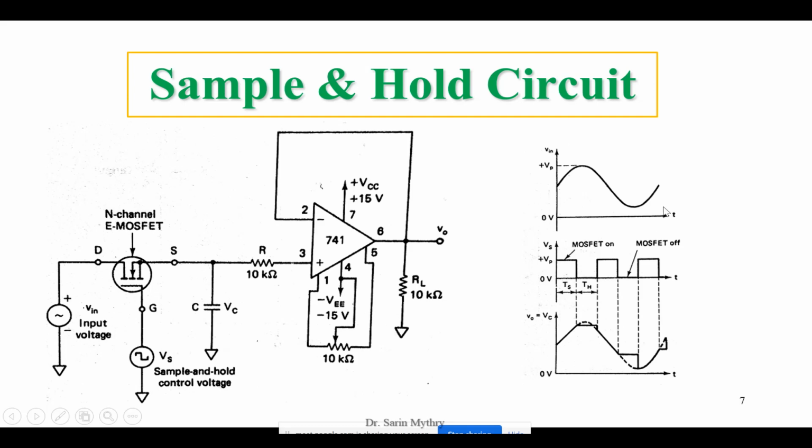So this is how your circuit is operating with respect to your input voltage and your MOSFET on and off conditions. In the sample and hold, there are only two kinds of operations: sampling of the data into the circuit, and holding the data. Sampling happens whenever the MOSFET is on, and holding of the data at the output happens whenever the MOSFET is off. So this is called the sample and hold circuit operation.